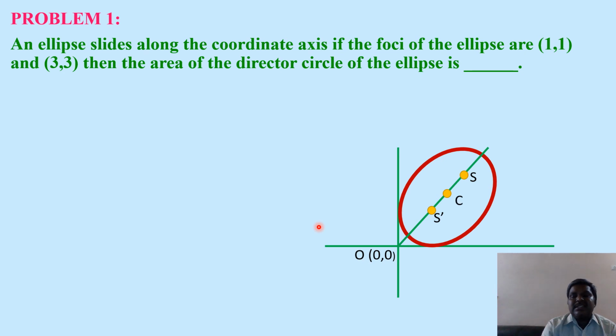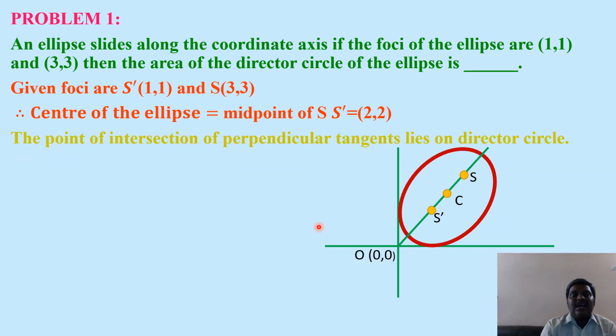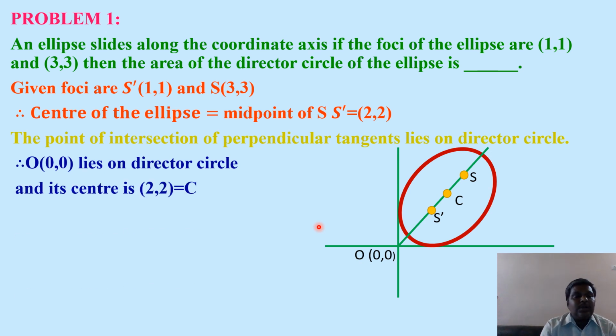Now this is the center C. The given foci are S' (1, 1) and S (3, 3). The center of the ellipse is the midpoint of S and S', that is (2, 2). Already we discussed it is the center of our director circle. The point of intersection of perpendicular tangents must lie on the director circle. So the origin lies on the director circle of the ellipse. This is one of the points on the director circle. You know the center of the director circle, that is C (2, 2), which coincides with the center of our ellipse.